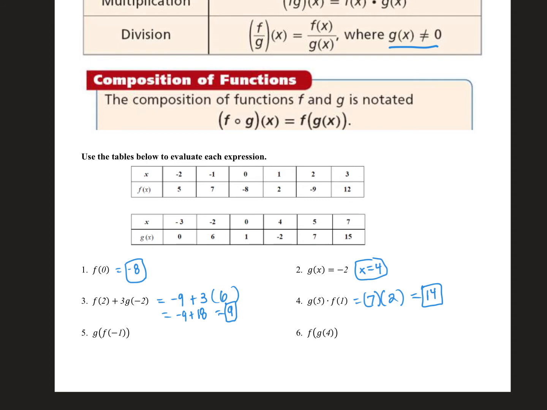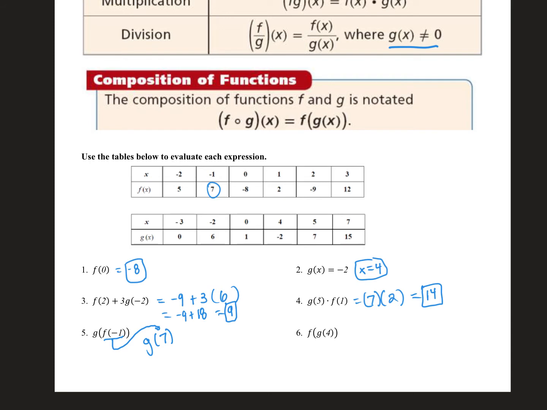All right, here's our first composition, number 5. It says g of f of -1. So when you're doing these composition functions, think you're working from the inside out. So we got to do f of -1 first. So f of -1, so when I plug -1 in, I get out 7. So I'm going to do g of 7. So notice f of -1 was 7.